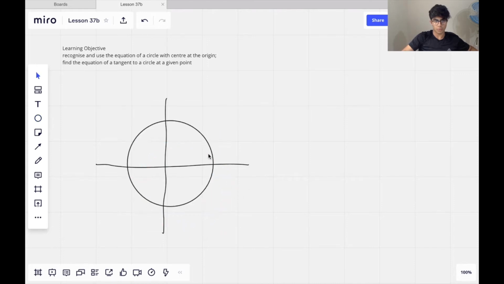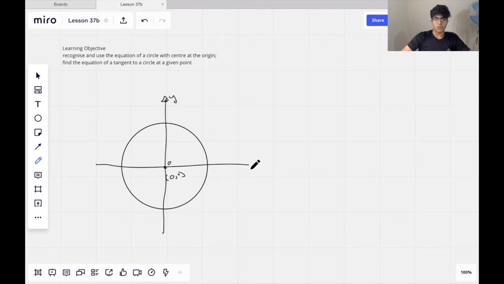And I'll move this so that it looks like the center is at the origin, right? So we'll say that this is the center O at 0, 0, and this is the circle. And let's suppose it's on a coordinate plane, an xy plane or a Cartesian plane maybe. And let's remember what the equation of a line is, for example. Remember we talked about this before.